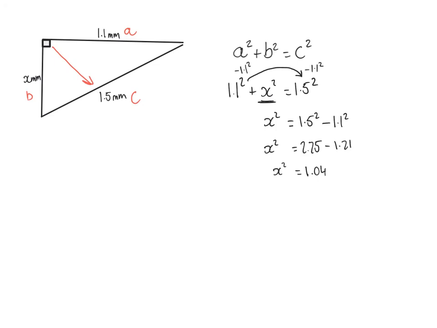Now x isn't on its own yet. We need to get rid of that square. So those two will cancel each other out, and we also need to find the square root of this side. So the square root of 1.04 is 1.0198, and I want my answer to 2 decimal places, which is these two here. So that means that 1.0, now because the next number is higher than 5, this one's going to become a 2. So it's approximately, because we've rounded off, 1.02 millimeters in length to that side x.